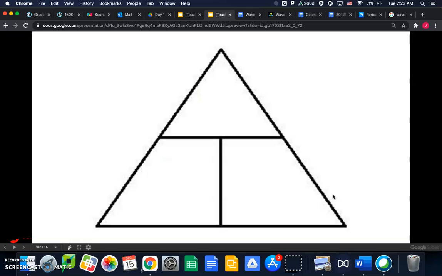Okay, so I'm going to teach you a little mnemonic device here to help you figure out which equation you should use to solve when you're doing wave speed problems. And so at the top of this triangle, I want you to write an S for speed. On the bottom left, I want you to write an F for frequency. And on the bottom right, I want you to write a lambda for wavelength.